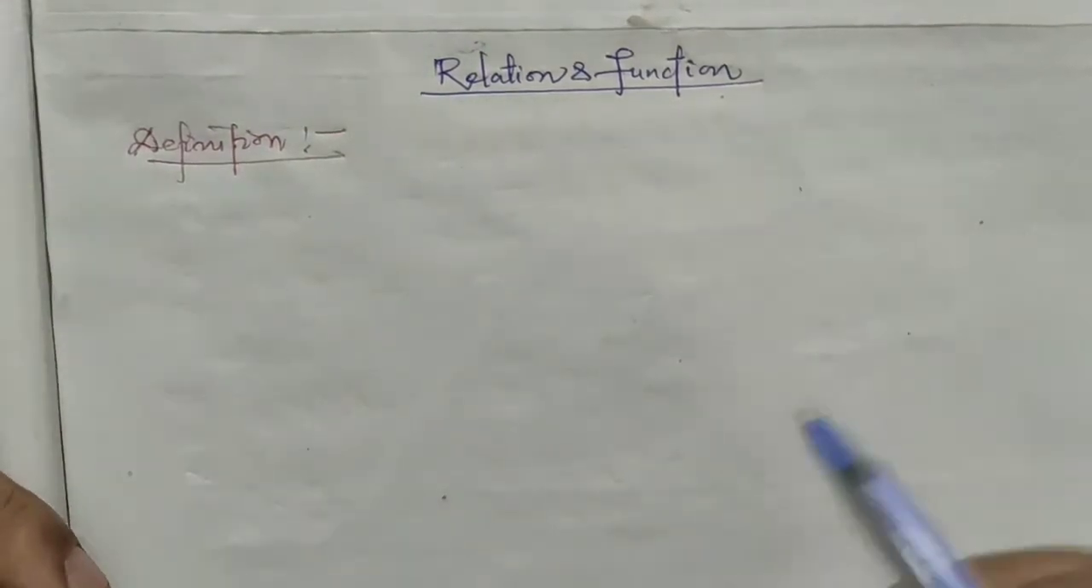Before going to discuss what is a relation, let's understand what is a set first. Set means a group of well-defined objects is called a set. And before discussing relation, let's understand what is a Cartesian product, because only then can we derive the definition of relation from there.